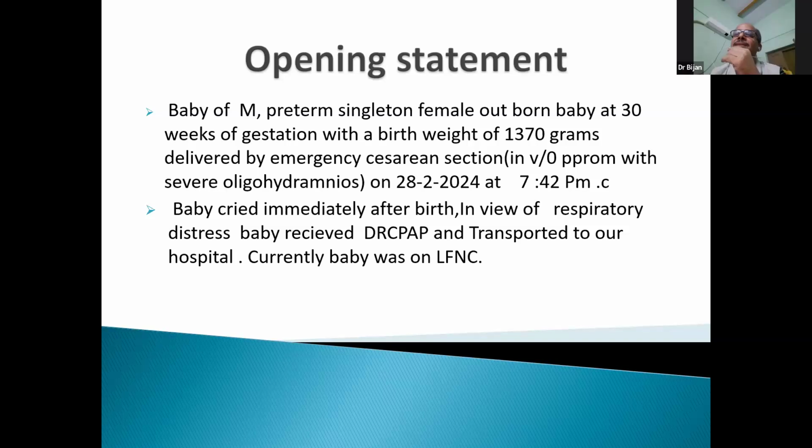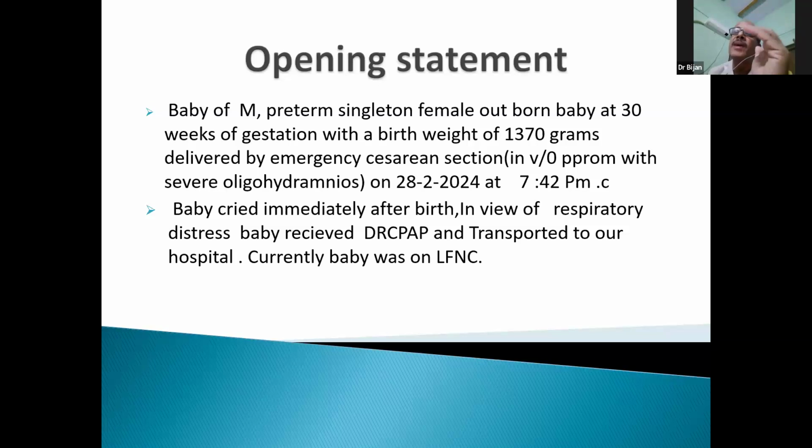See, one important point is that whatever PIP you set, the baby will require that much PIP to deliver that much tidal volume. So you should know your working PIP before putting the maximum PIP. Suppose your working PIP is 13 or 14, then you can keep 5 centimeter above the working PIP. Why 5 centimeter above the working PIP? Because suppose your working PIP requirement is 14, you are keeping 5 centimeter above 14. That means 19 or 20 centimeter.